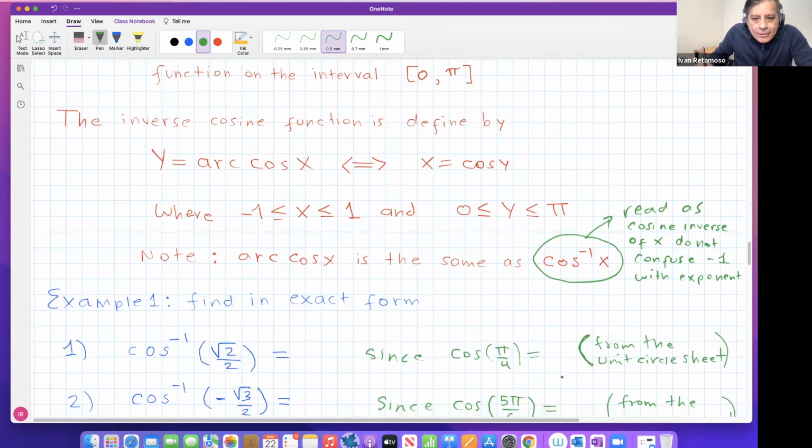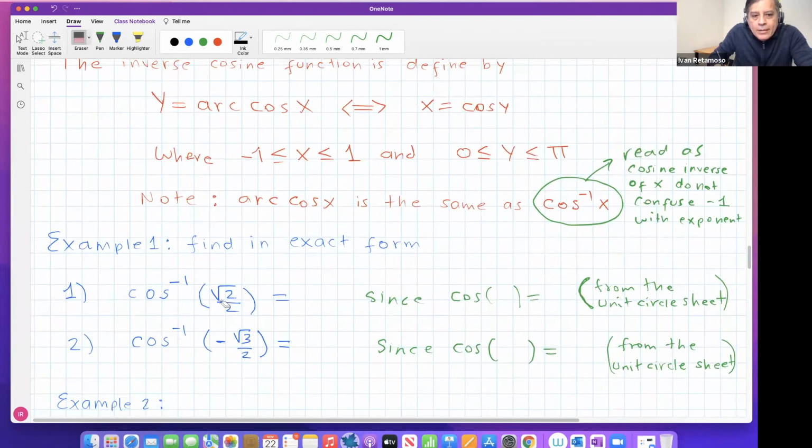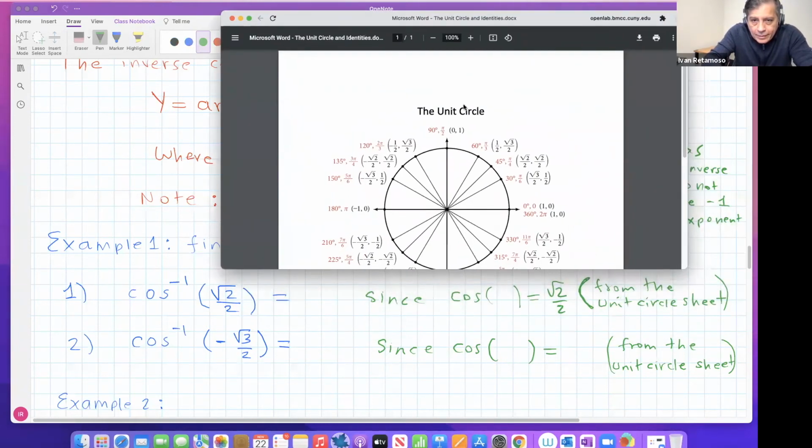Examples here. Find the exact form of this. Okay, so let's do that. Find the exact form of this. Do it from scratch. Cosine inverse of square root of 2 over 2. What should be that? Well, in order to answer this question, this is asking me, what is the angle whose cosine is square root of 2 over 2, right? If you have memorized basic results, the one that comes to mind is 45 degrees or pi over 4, right?